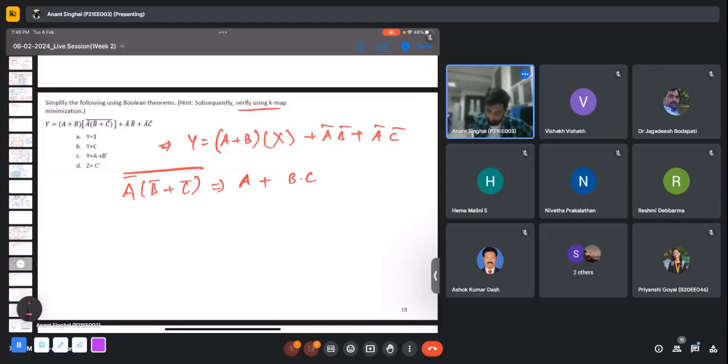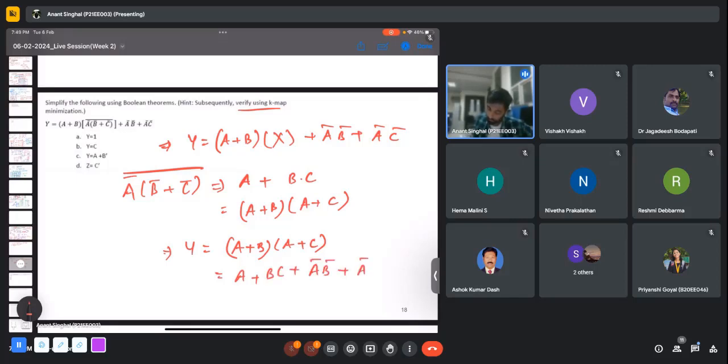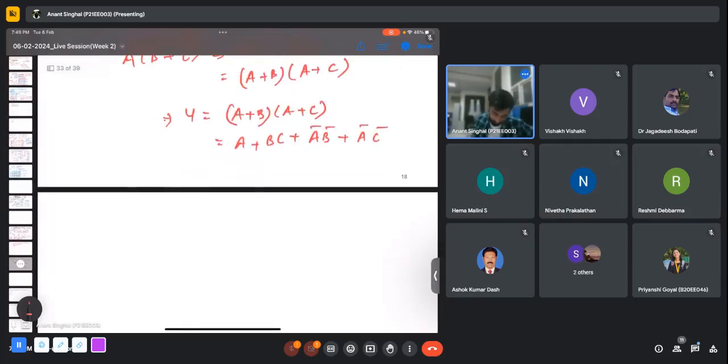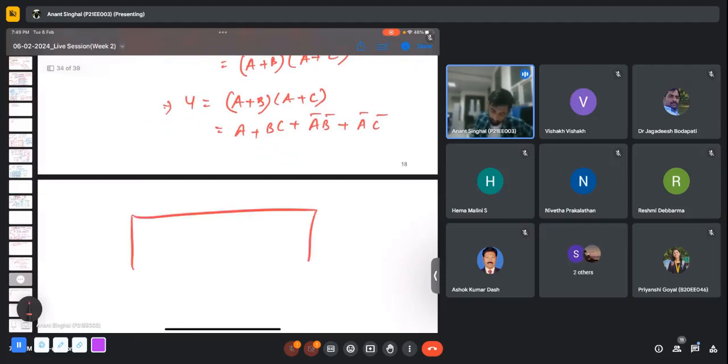And a plus bc, if you know the property, is a plus b times a plus c. So if I replace that, y is a plus b, a plus c, and that is again a plus bc, and then the rest of the terms which are a complement b complement plus a complement c complement. So we can quickly make a K-map to fill these terms.